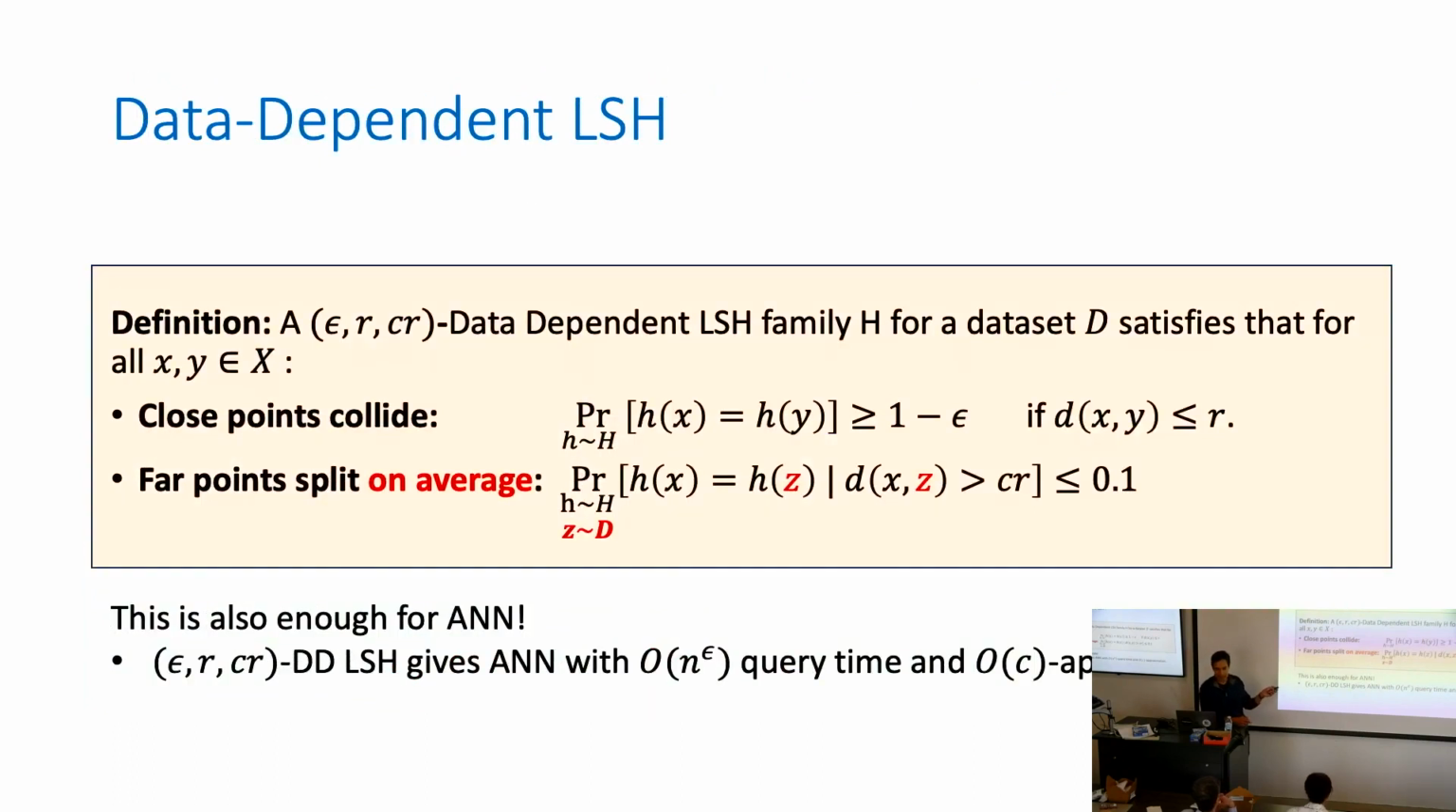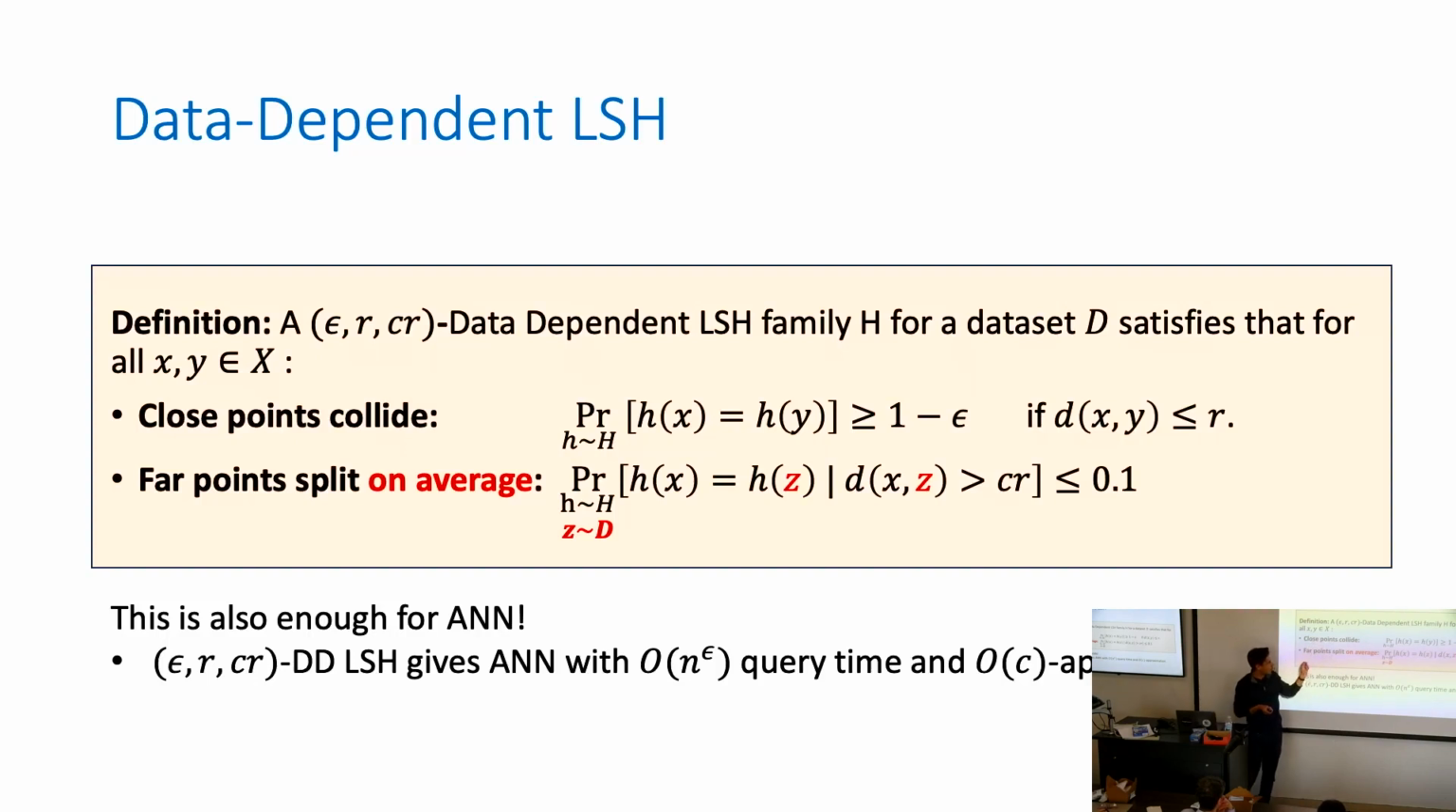Let me tell you what a data-dependent LSH actually is. It's a very similar object, but there are going to be two changes. One of them is that the hash family is going to be allowed to depend on some input data set D. So I have a data set first fixed, and then I generate the hash family. Now the first condition is exactly the same. For any two points in the entire metric space, not just the data set, they should collide if they're close.